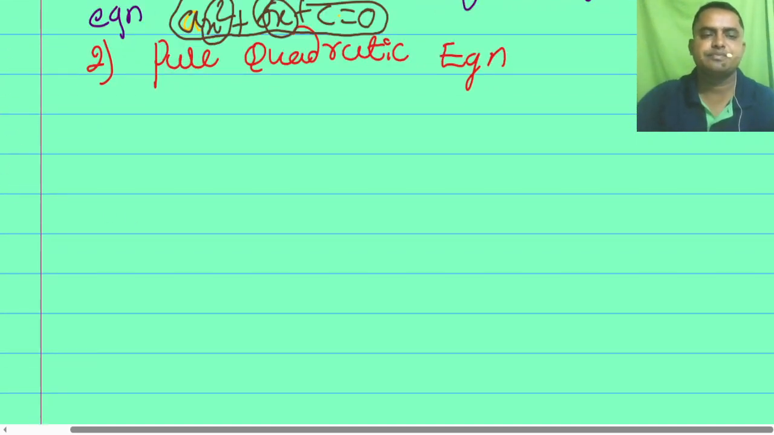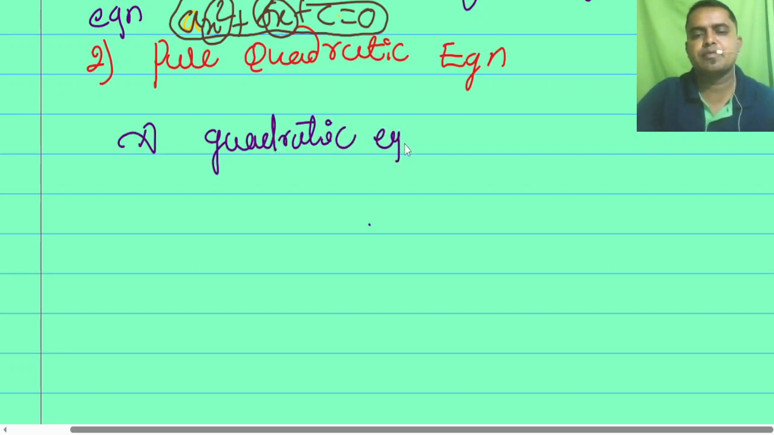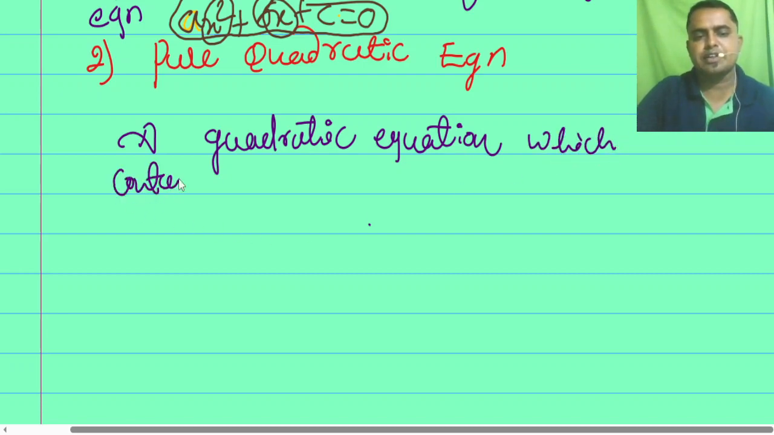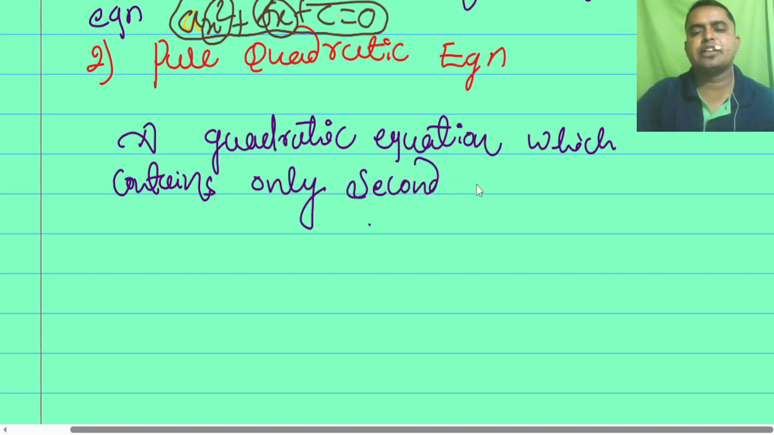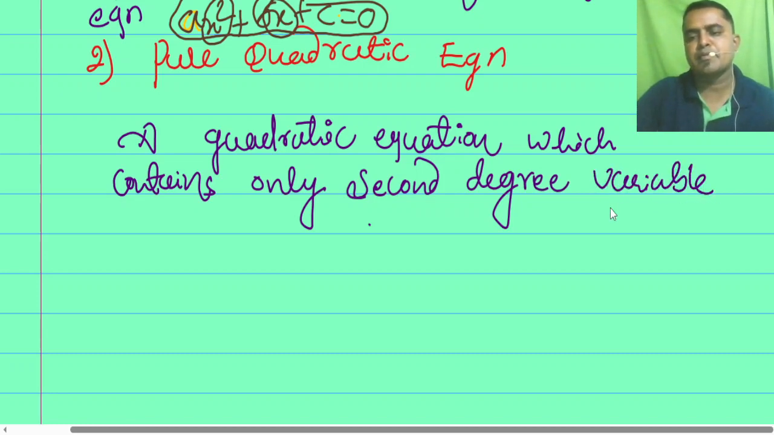Next comes the pure quadratic equation. A quadratic equation which contains only second degree variable is called a pure quadratic equation.